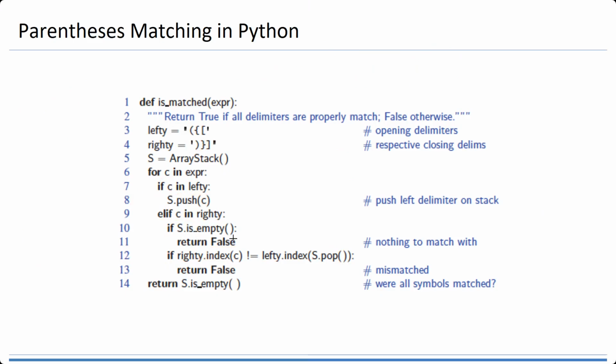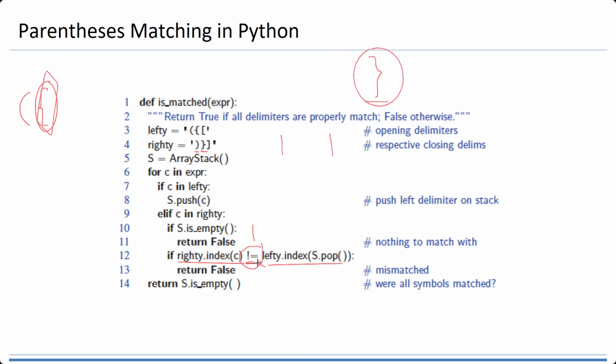Okay, we have this one and this one before. So let me check the righty index of C. So I'm using this one. The righty index, let's say before I have this one, the index is 1 for the righty. And then I'm going to check the lefty index, S dot pop. So I have this index, S dot pop. So when I pop this one, this is index 0, index 1. So the index is 1 and 1.